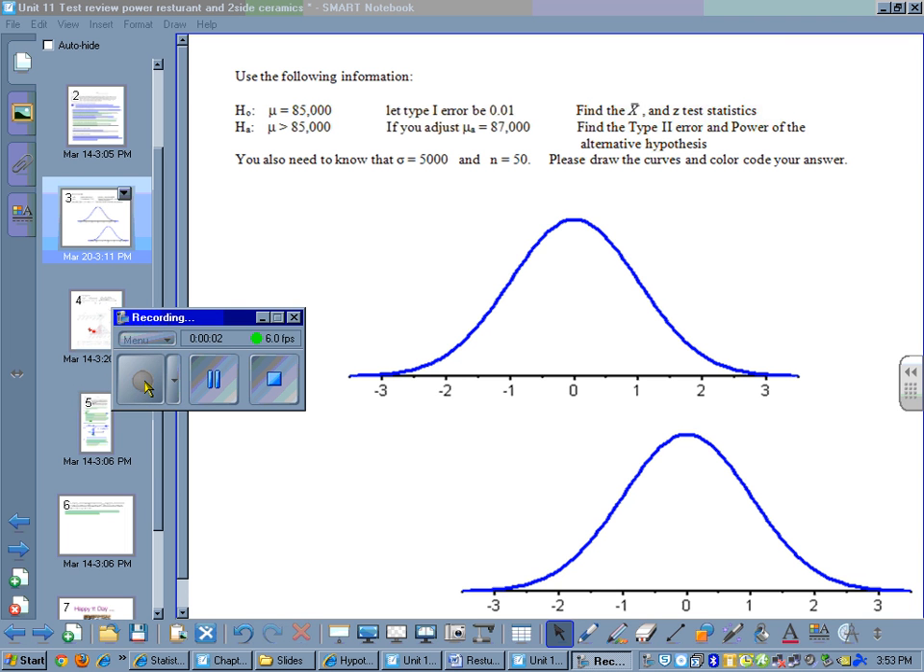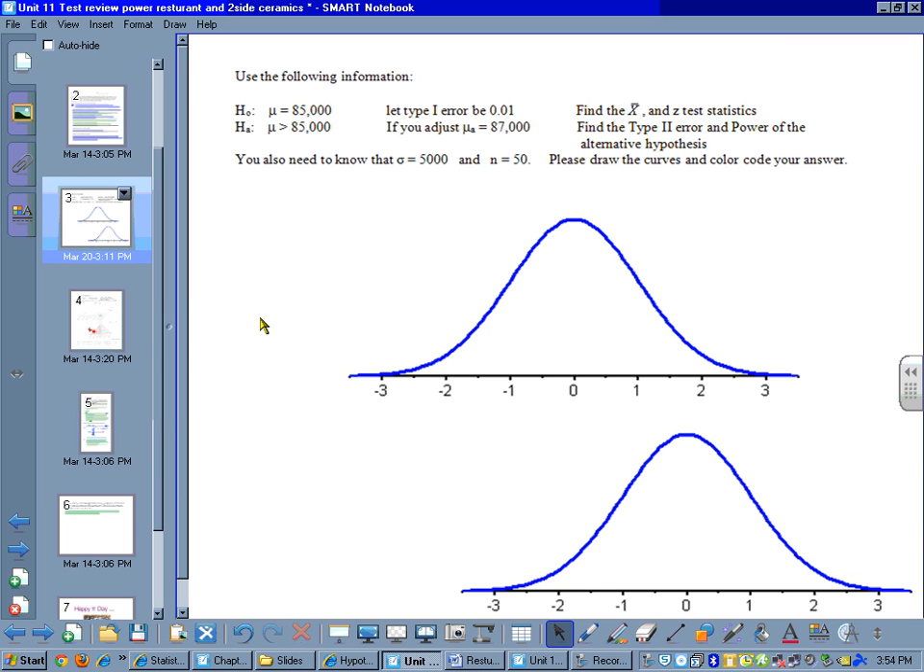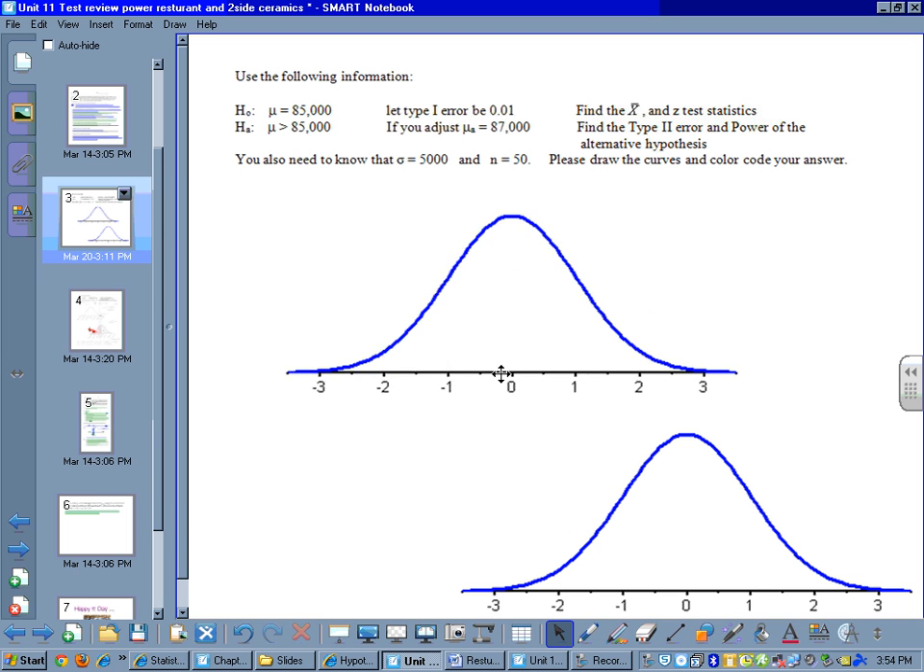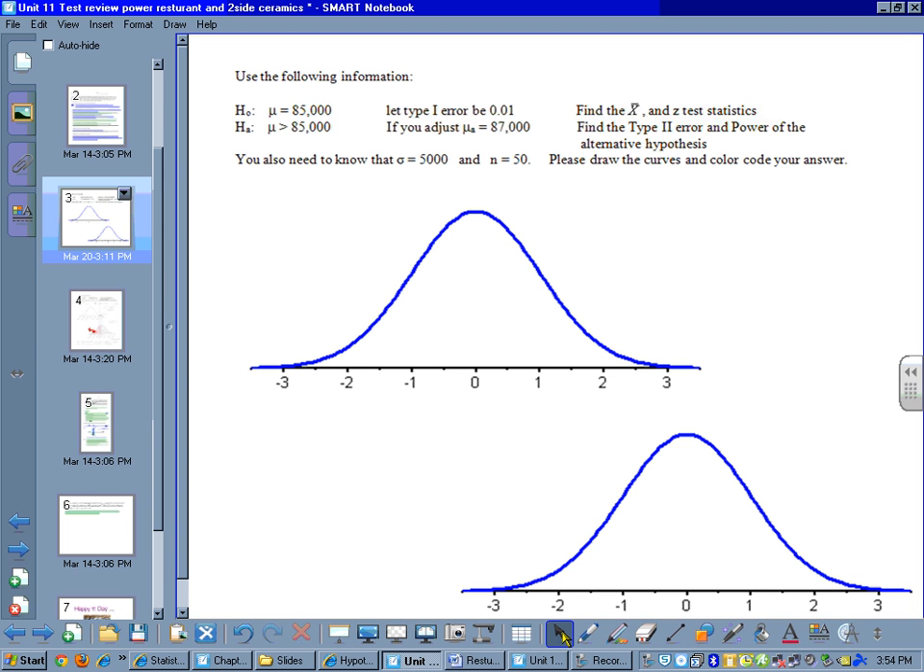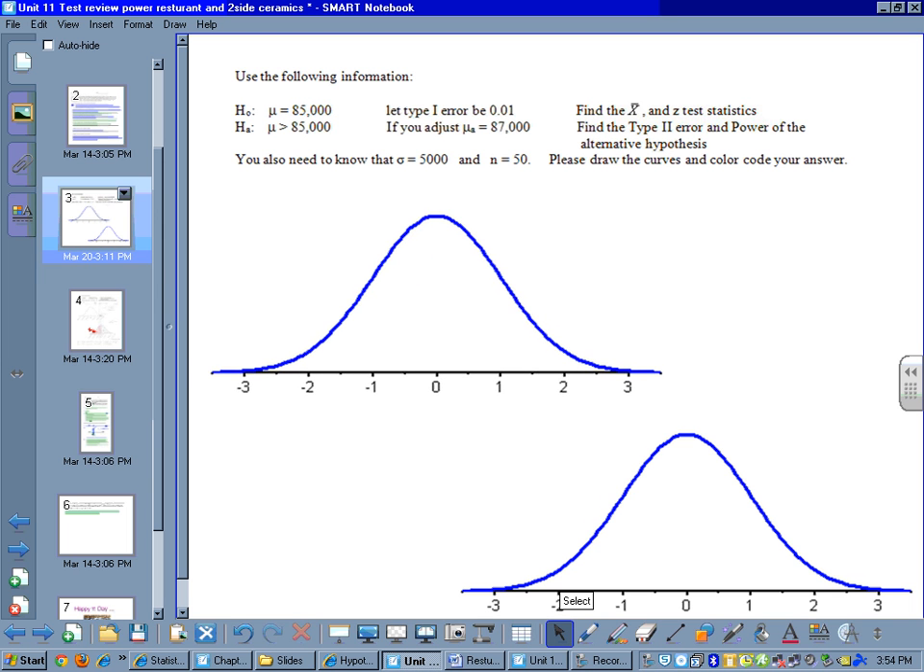Welcome to part 2 of the restaurant problem. I am going to calculate the power and the type 2 error of this situation. So basically what we have right now is I want to open a restaurant, and as long as the people living near and around the restaurant have a mean income of $85,000 or more, I feel that the restaurant can be supported. So the first step is to label my null hypothesis.